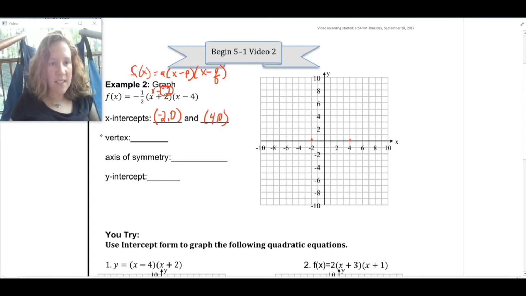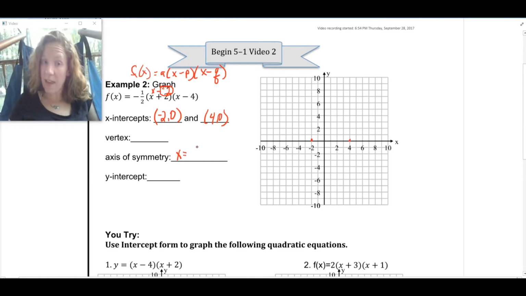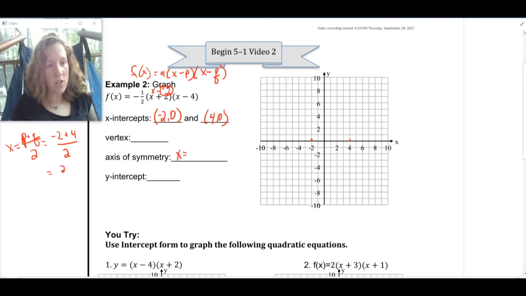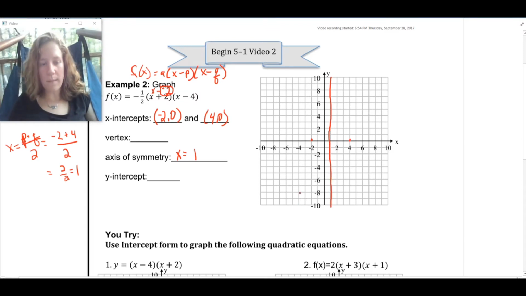Now, again, like before, I'm going to skip the vertex and go to my axis of symmetry. I know the axis of symmetry is going to be x equals something, and it's going to be halfway between negative 2 and 4. If you're not sure what's halfway, then use that formula, p plus q divided by 2. So my p is negative 2, my q is 4. Negative 2 plus 4 is 2, and 2 over 2 equals 1. So my axis of symmetry is x equals 1, which means I'm going to have a vertical line right here at x equals 1.